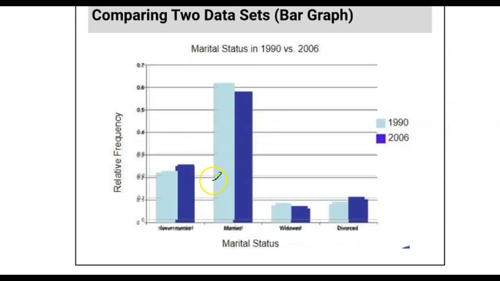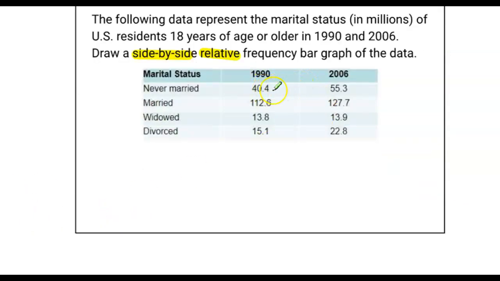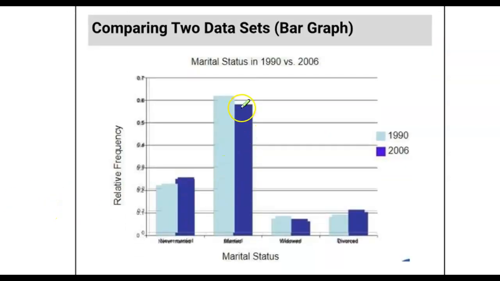If you can take a look at this bar graph, it tells us now side by side because the light blue and the dark blue are right next to each other, right? The light blue represents 1990 and the dark blue represents 2006. So despite the fact that these numbers on the previous slide did look pretty significantly different, right? The 40.4 versus the 55.3, the 112.6 and 127.7 looked like they were pretty significantly different. They're not really, right? These values are pretty close to each other, right?